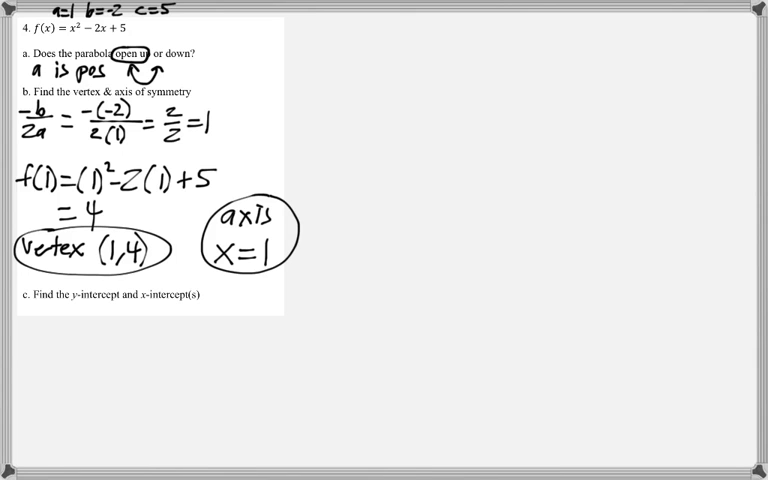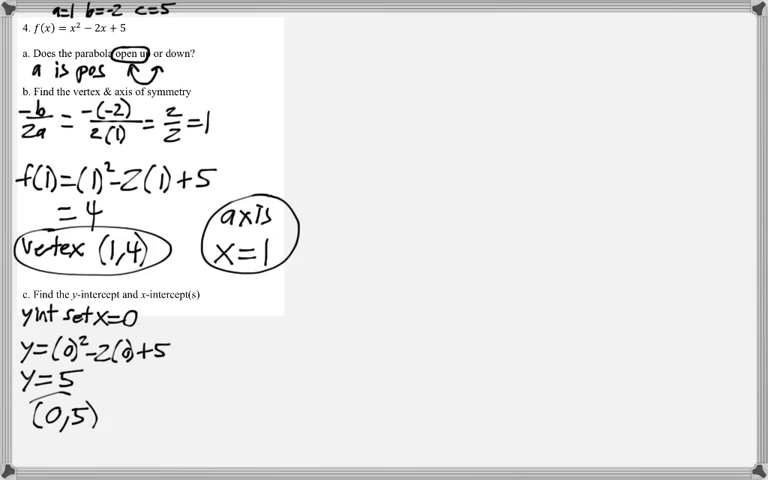So it wants us to find the y-intercept and the x-intercept. To find the y-intercept, we need to set x equal to 0. Y is equal to 0 squared minus 2 times 0 plus 5, and I'm solving for y. So it's going to be 5, so it's going to be 0, 5. That's going to be where my graph crosses the y-axis.